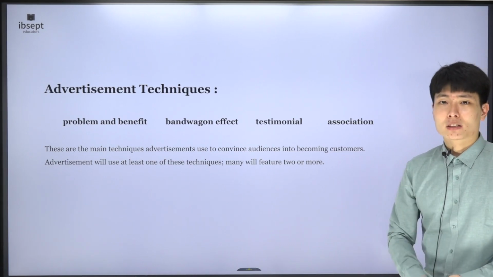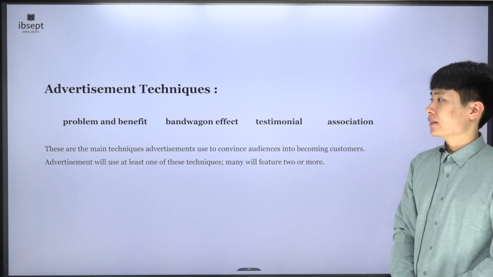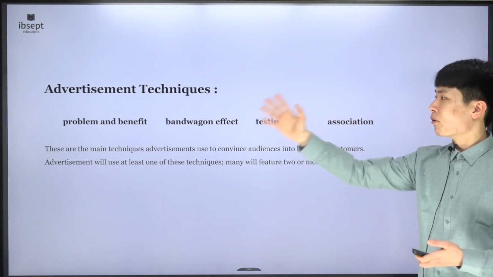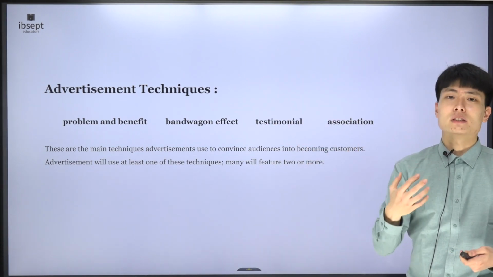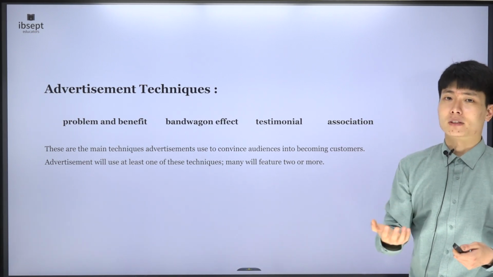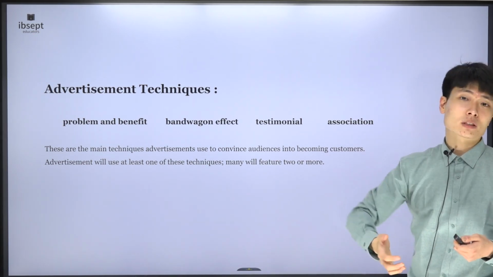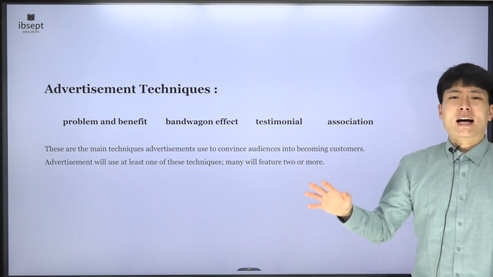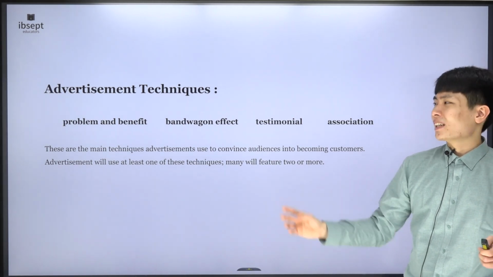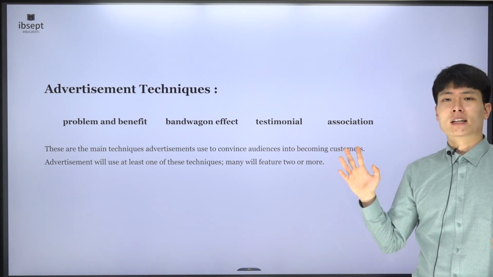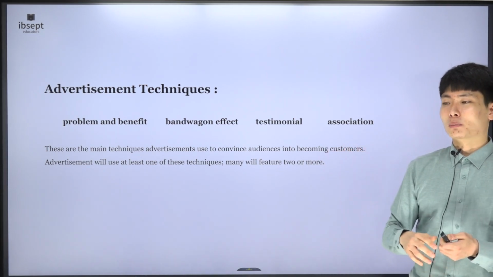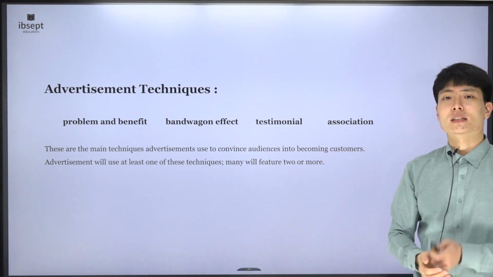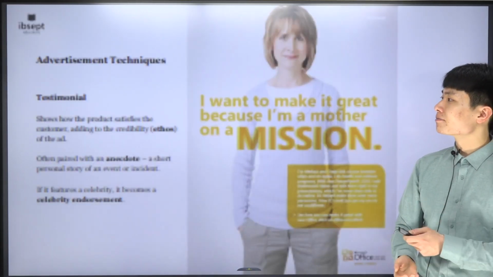So lastly, we're going to be looking at different advertisement techniques. So these are just the four main techniques advertisers use to convince their viewers to buy a certain product or subscribe to a service. And all advertisements will be using at least one of the four. And many advertisements will feature two or more of these advertisement techniques. So let's see how each of them work.